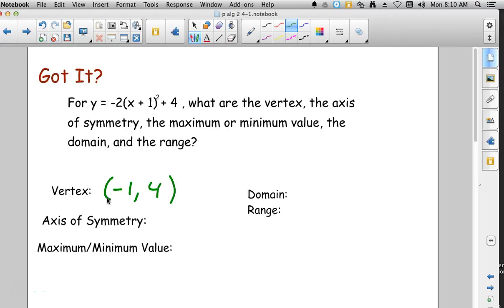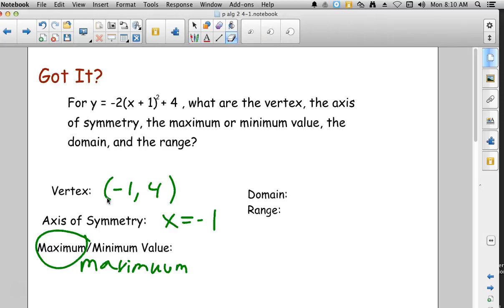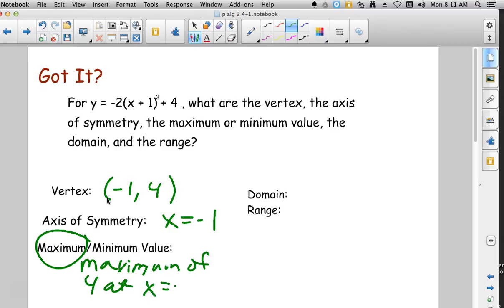Excellent. You didn't want that h value trick you there. Riley, axis of symmetry. Good. You didn't forget to put the x equals, because that's another thing people always forget on the test. They slap down negative 1, but they forget that part. Maximum or minimum, I need to know which one it has and then what it is. So let's see. Bryce. Maximum of 4 at x equals... Maximum. That doesn't look like maximum. Maximum of 4 at x equals negative 1. Good, good, good. Domain. All reals. And range. Ashley Lynch, what you got?